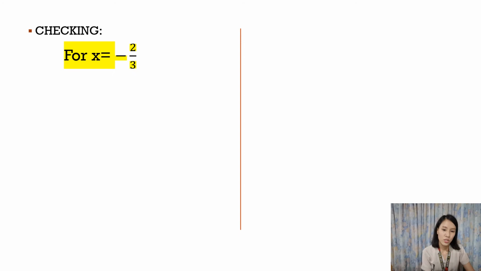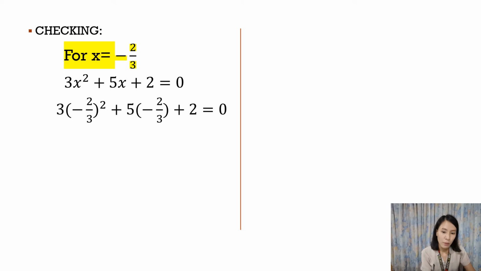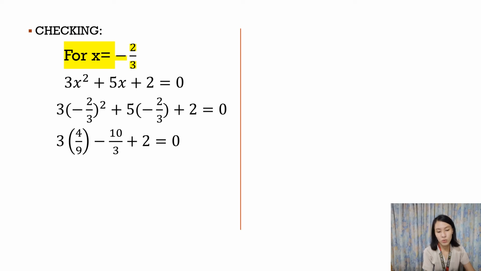To check if our answer is correct, we need to do the checking. So for x is equal to negative 2/3, substitute that one to the given equation 3x squared plus 5x plus 2 is equal to 0. So by substitution method, our equation will become 3 times negative 2/3 squared plus 5 times the quantity of negative 2/3 plus 2 is equal to 0. And now perform the operation. So now we will have 3 times 4 over 9 minus 10 over 3 plus 2 is equal to 0.